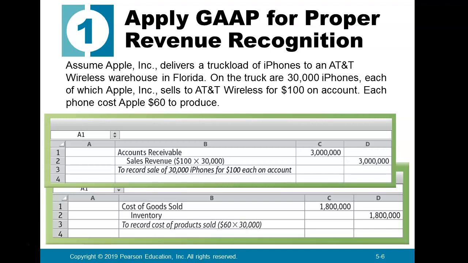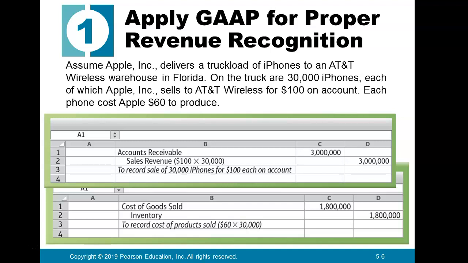On Apple's side, each Apple phone costs $60 to produce. So we're going to be recording this from the perspective of the seller. And it's kind of important, because when you think about these little transactions, you really have to read through it. I'm going through pretty quickly, but I don't suggest you do that. I suggest you take the time to fully read through the question or the scenario and understand whose side of the transaction you're going to be recording.